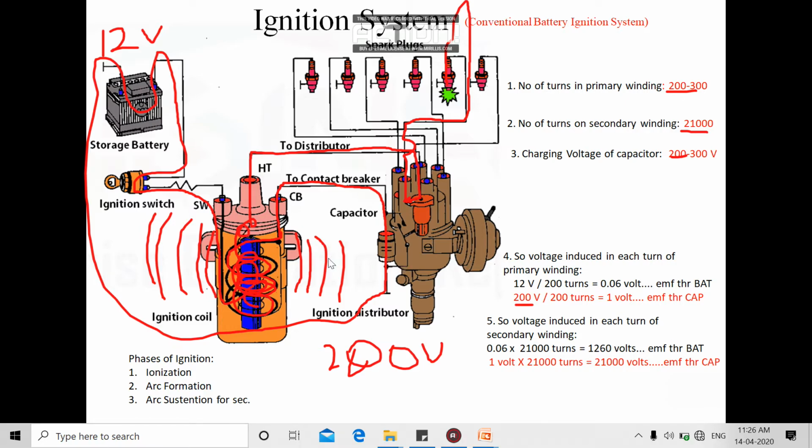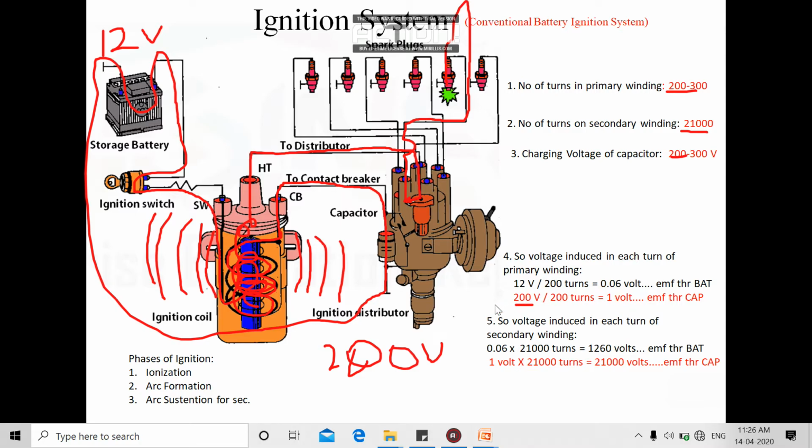Okay, so here we are finding how much voltage develops across each turn of the primary winding. This can be calculated this way: 200 divided by 200 turns. Whose 200 volt? This is the 200 volt of the capacitor, divided by 200 turns of the primary winding. So we are getting 1 volt applied across each turn of the primary winding.